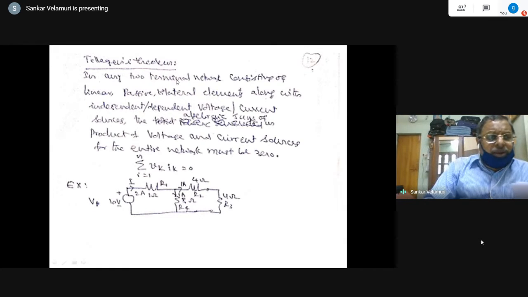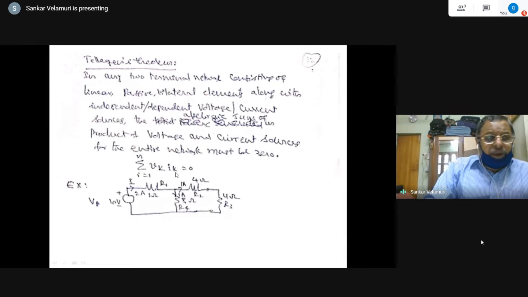So sigma Vk into Ik must be 0, for the voltage drops around the network. That is for the entire network. As long as the loop voltages, the voltage across each element and the current through it satisfy KCL and KVL, this should also be satisfied.